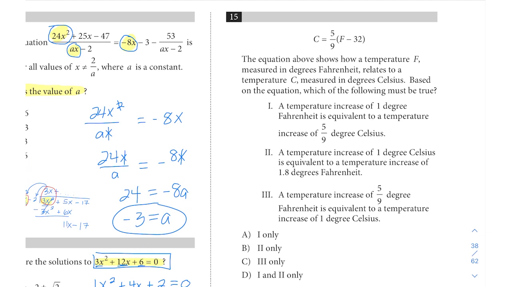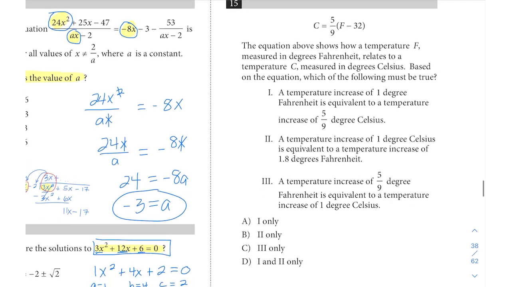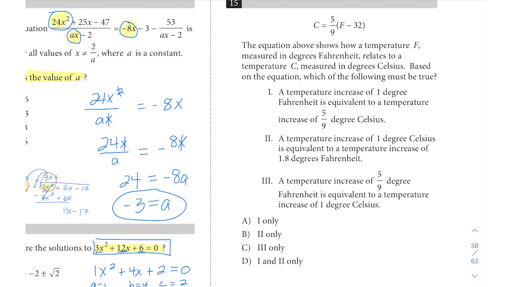Based on the equation, which of the following must be true? Temperature increase of 1 degree Fahrenheit is equivalent to a temperature increase of 5/9 degrees Celsius. Temperature increase of 1 degree Celsius is equivalent to temperature increase of 1.8 degrees Fahrenheit, and a temperature increase of 5/9 degrees Fahrenheit is equivalent to a temperature increase of 1 degree Celsius.